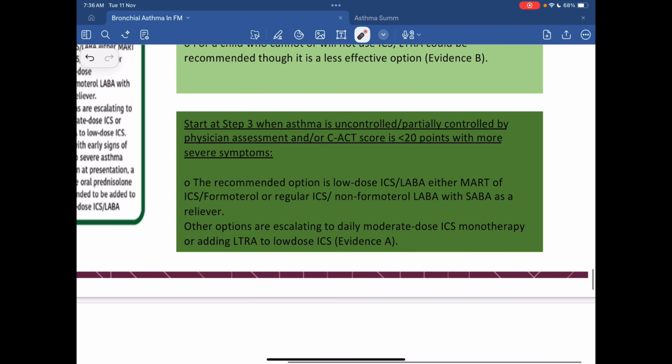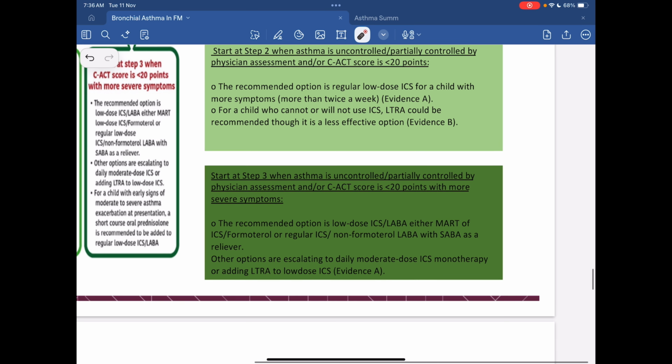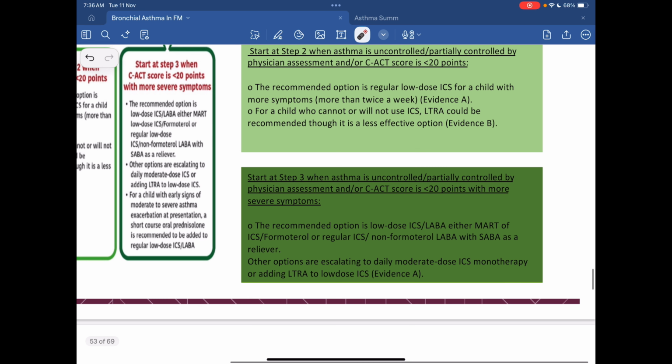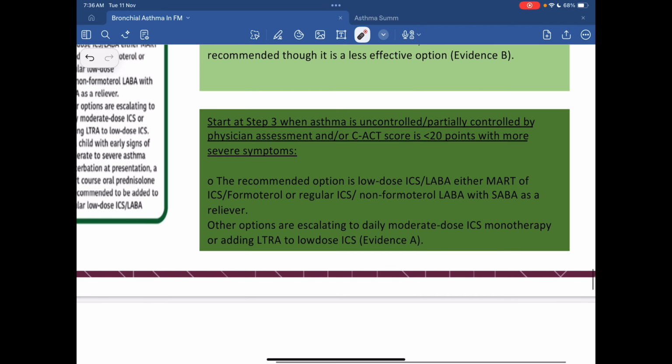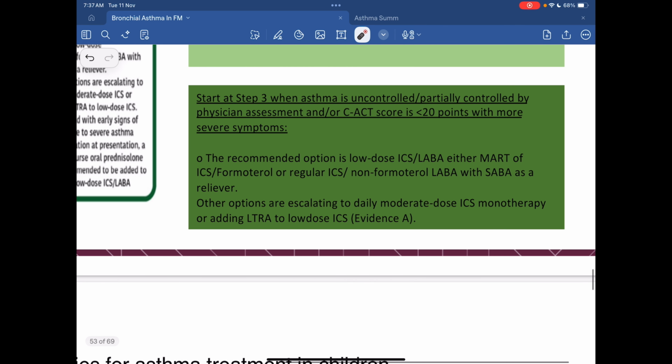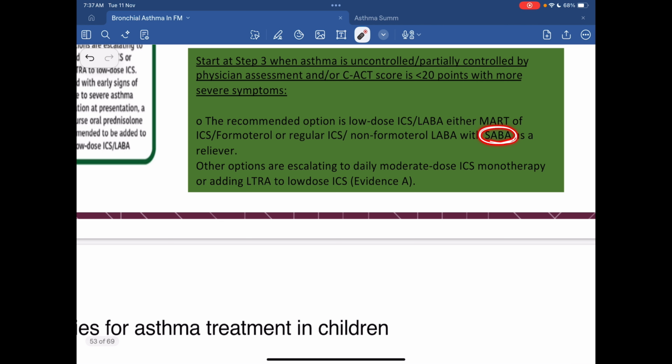طيب، إذا كان الأزمة uncontrolled لكن with more severe symptoms، غير هذا اللي كان symptoms عادية، بس كثيرة. The recommended option is low dose ICS with LABA, either MART or a different non-formoterol LABA. And we also need SABA as a reliever.